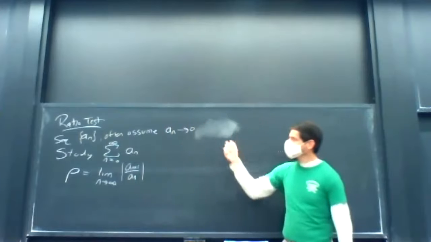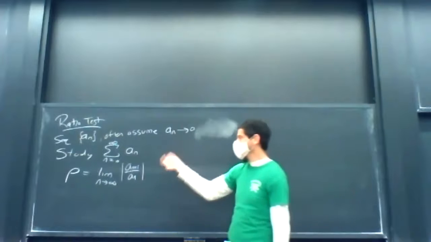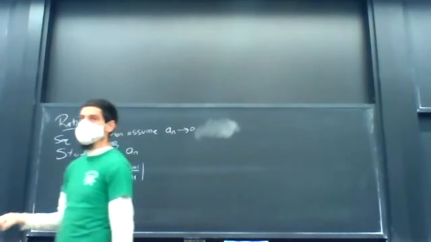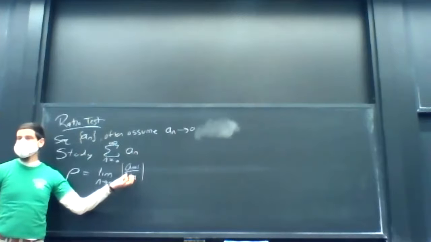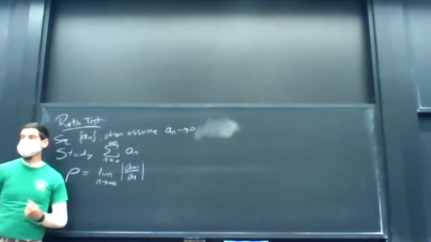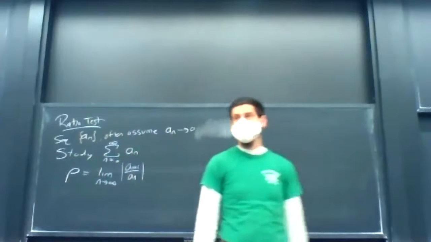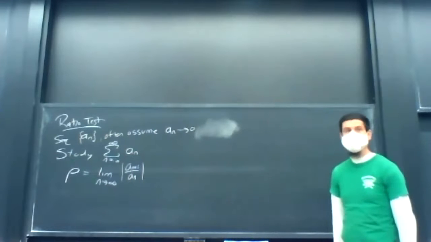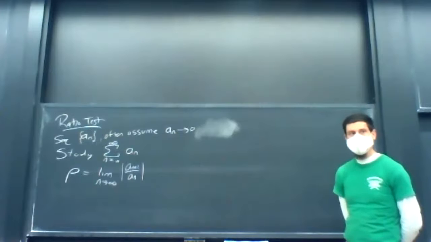Now you can see why it doesn't matter if the terms are positive or negative. Because if the terms are negative, well, I'm computing a ratio and I only care about its absolute value. So I don't really care about the sign. So without loss of generality, I might as well assume the terms are non-negative. It's not going to really affect whether or not it's converging or diverging, because we're going to be comparing it to a geometric series. So it's actually not a big deal.